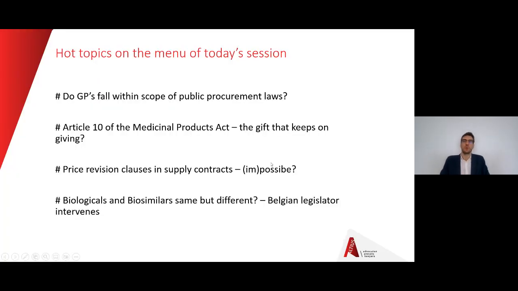Okay. So we have 4 topics today for you. The topics are listed here on the slide. The first one is a general one, an appetizer, let's say. Do GPs, HCPs fall within the scope of public procurement laws? I will deal with this topic together with Article 10 of the Medicinal Products Act. It's a recurring topic, so the gift that keeps on giving. And then subsequently, Caroline de Mulder, my specialized colleague in the field of public procurement, will deal with price revision clauses and supply contracts and with biologicals and biosimilars and how they are treated differently or comparably.